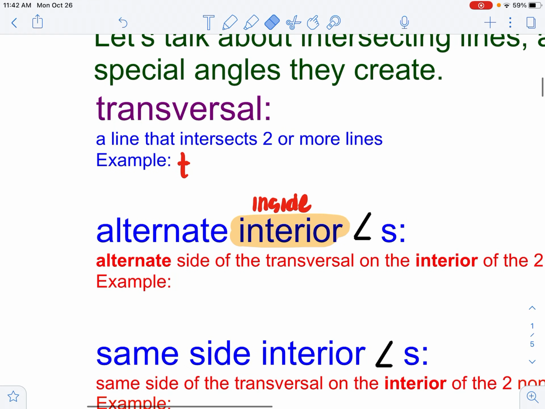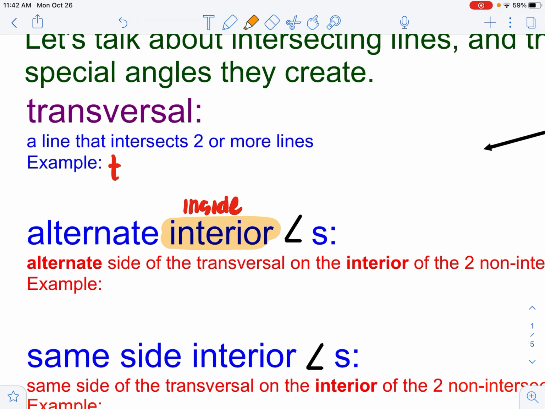So you might want to write that down. It is inside my double lines. And when I say my double lines, I mean not transversal, okay?